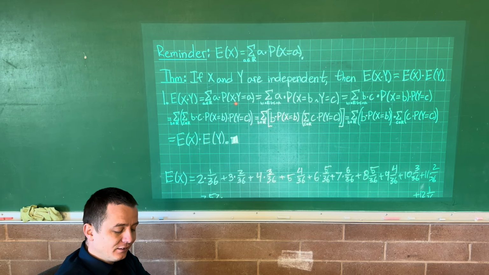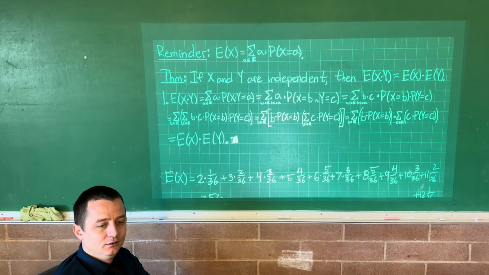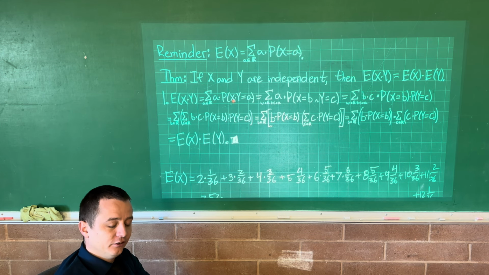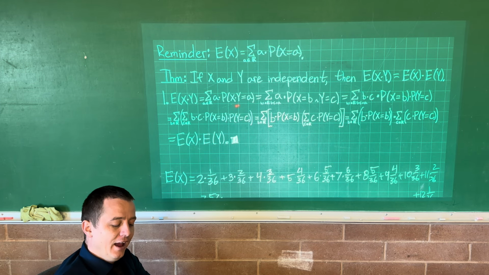Now, if x times y is equal to a, what does that mean? That means x spit out a number and y spit out a number such that their product was a. So x had to spit out some number and y had to spit out some number because they're real random variables. And whatever those numbers were that they spit out had to multiply together to be a.